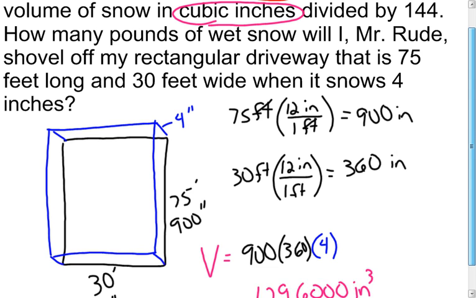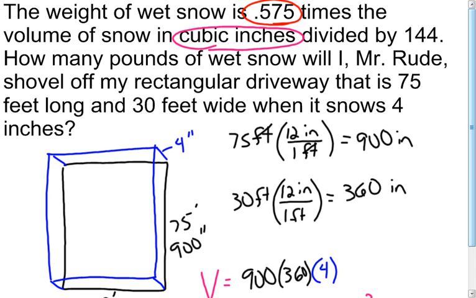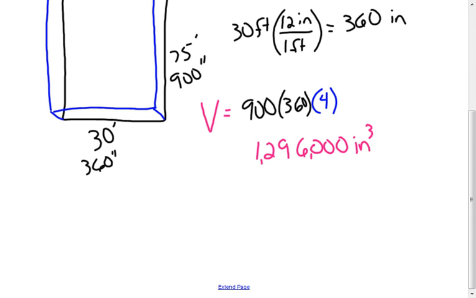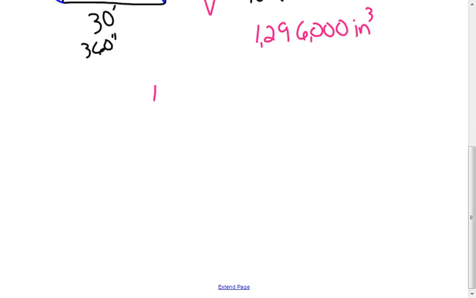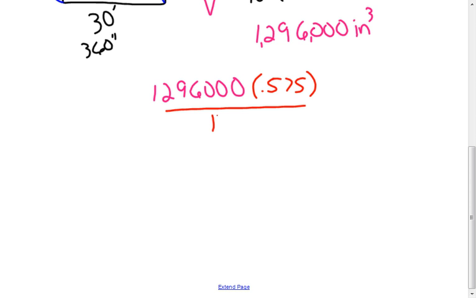So now that I know the volume, now I can come back up here and remember it told me that if I take that number and multiply it by 0.575 and then divide it by 144, I'm going to figure out the weight in terms of pounds on top of my driveway. So I'm going to take my 1,296,000 cubic inches, multiply it by 0.575 and then divide it by 12. And that's going to give me my weight in terms of pounds. So total weight is 5,175 pounds sitting on my driveway that I went and shoveled off.